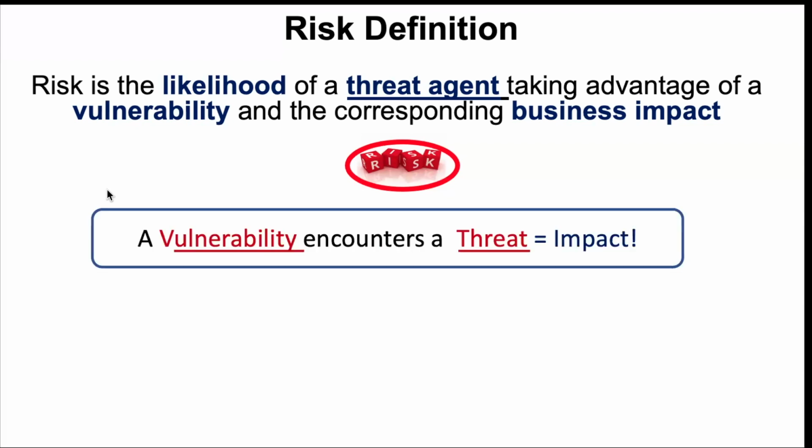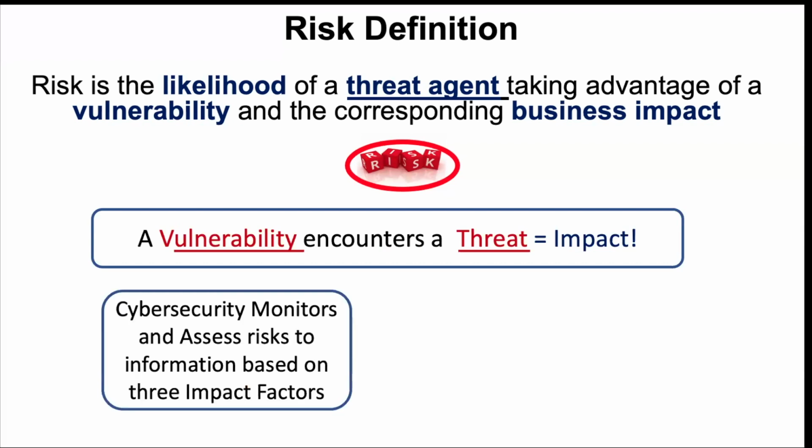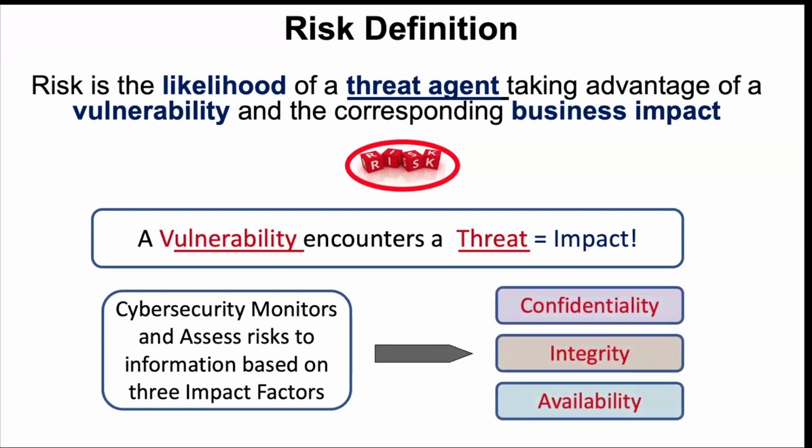So when we look at that, boil that down to what? A vulnerability encounters a threat and there's some impact. So what we do from a cybersecurity perspective, we monitor and assess risk on information, not so much the network, based on three factors: confidentiality, integrity, and availability.